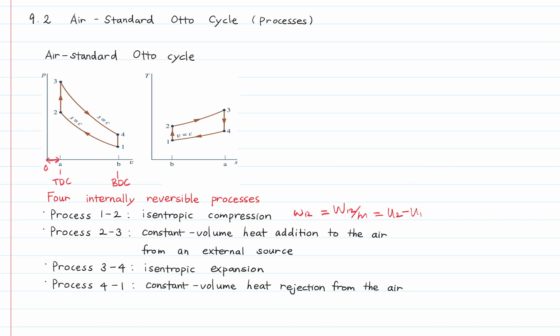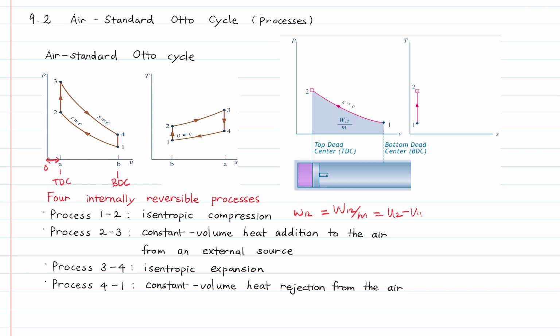Process 2-3. At state 2, combustion takes place, so there is a sudden jump in the pressure. The piston is not moving. It stays at TDC during the process. The volume of the air remains constant during the process. That suggests no boundary work during the process. See the vertical line on the PV diagram. The volume remains constant. We have temperature and pressure increases during this process.